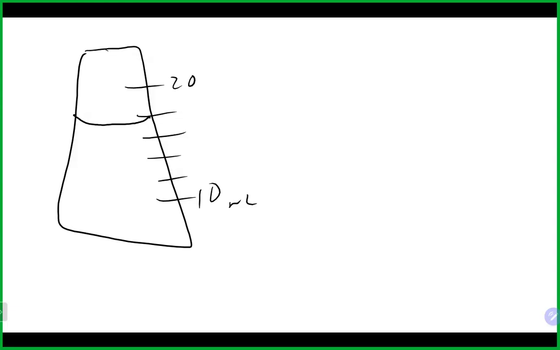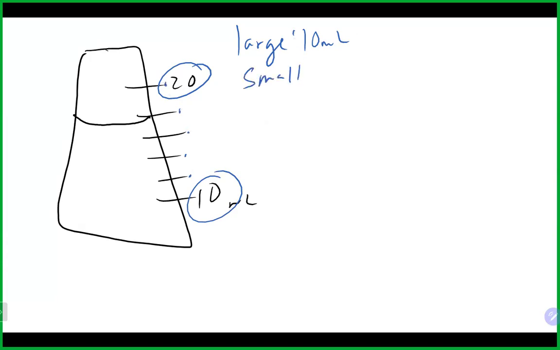Once again, let's take a look. We always want to figure out our large markings, which in this case is a 10 milliliter spread between 10 and 20. In this case, we start counting here. So that is 1, 2, 3, 4, and again, 5 markings in this case. That means each of our smaller markings is 10 divided by 5, which is 2. So this marking here is 12, 14, 16, 18.